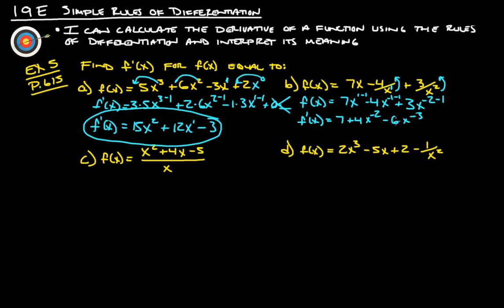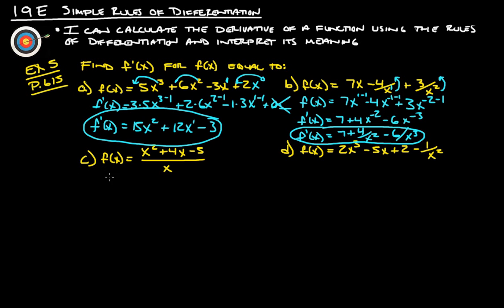Okay, so that's the derivative, but the form we want to write it in is how it started, which was in fraction form. So f prime of x is going to be 7 plus 4 over x squared minus 6 over x cubed. Okay, and there's our derivative right there. Okay, let's try C and D and then look at another set. Actually, we got a couple other examples after this, but they're not so bad.